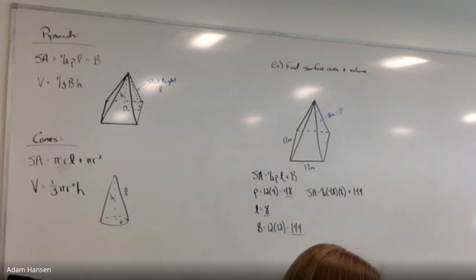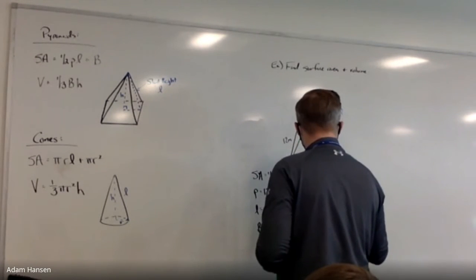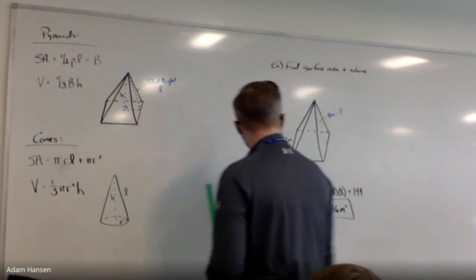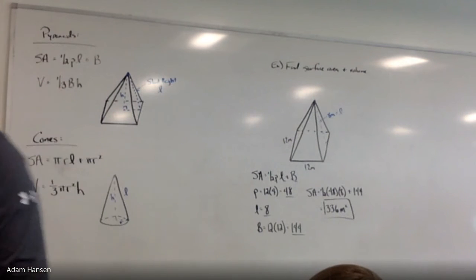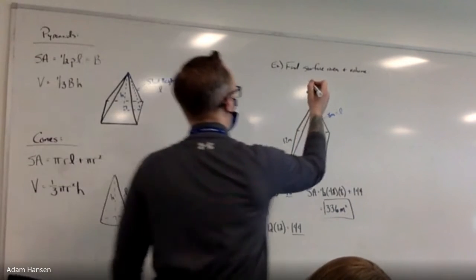1/2 of 48 is 24. 24 times 8 plus 144. That's surface area. What do you see on your calculator, guys? 336. In what units? Square meters. I like it. Got the surface area of 336 square meters. Part 1, check it out.